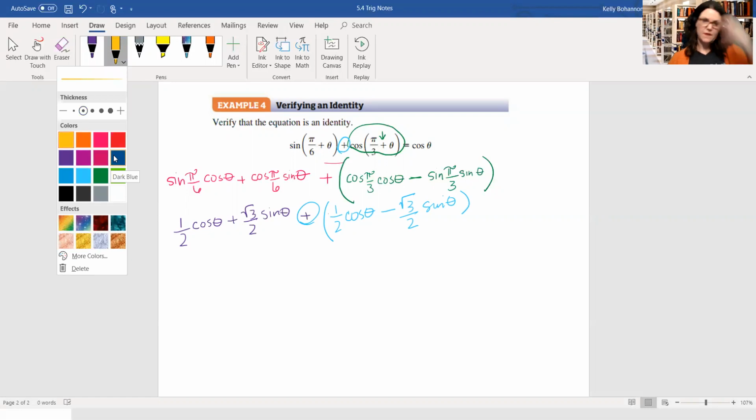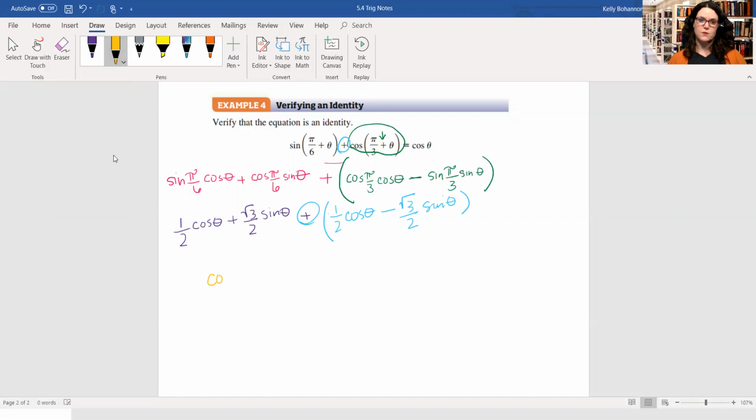So I have 1/2 cosine theta, 1/2 cosine theta. So I can actually add those two things together because they're like terms, which means I end up with cosine theta, because a half and a half makes a whole, plus square root 3 over 2 sine theta minus square root 3 over 2 sine theta. That means those two cancel out. And my answer is just cosine theta, which is exactly what I was looking for. So that is it.